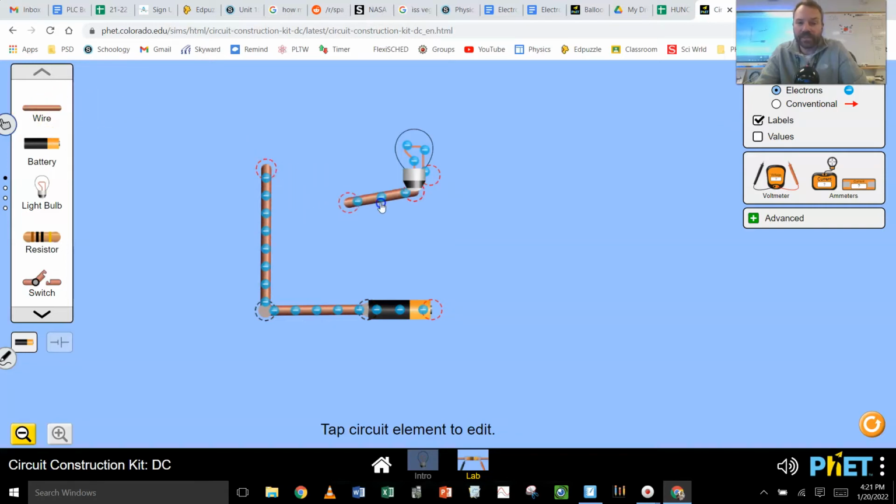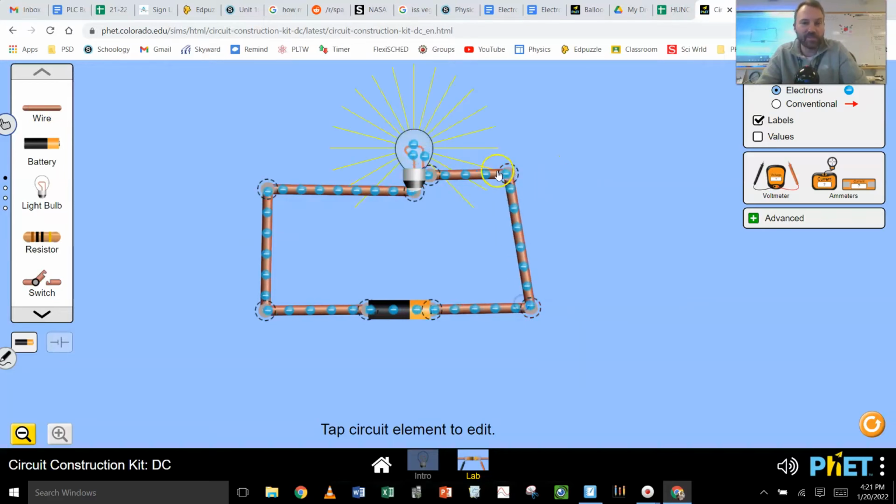Now, circuits need 3 things to work. They need a voltage source, like a battery or a photocell or a capacitor. They need a conductive pathway. And in this case, these are wires. It could be a human being. You could be grabbing arms with somebody and electricity could flow through you because human beings are electrical conductors.